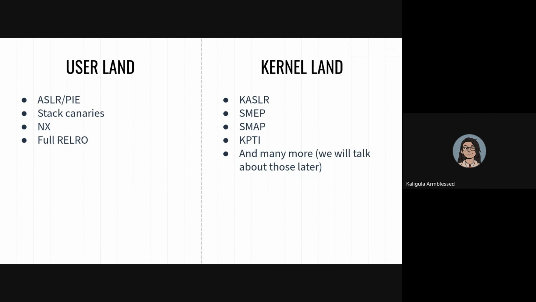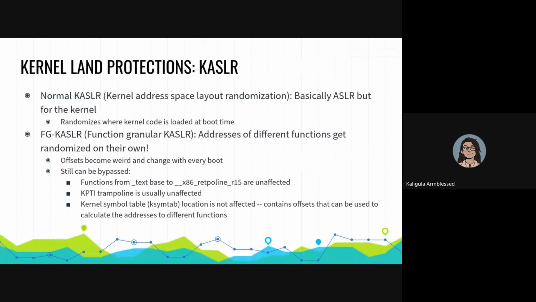But in kernel land, there are different protections, but they are quite similar. So there's KASLR, which is kernel ASLR, SMEP, SMAP, which we'll talk about, KPTI, and many, many more. So we'll first talk about some kernel land protections, and these are the common ones. So there's KASLR, which is the normal kernel ASLR. So it's just ASLR for the kernel, and it randomizes where the kernel code is loaded at boot time.